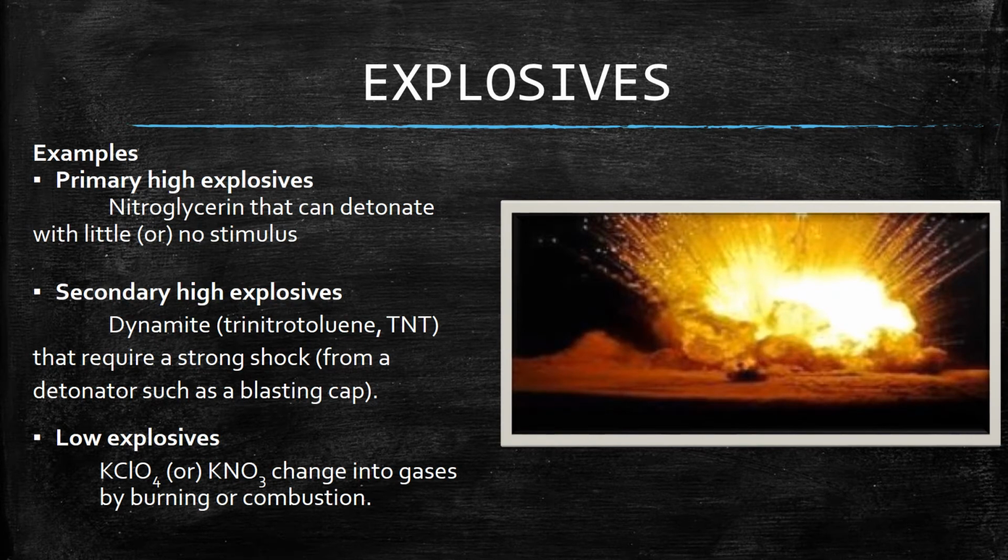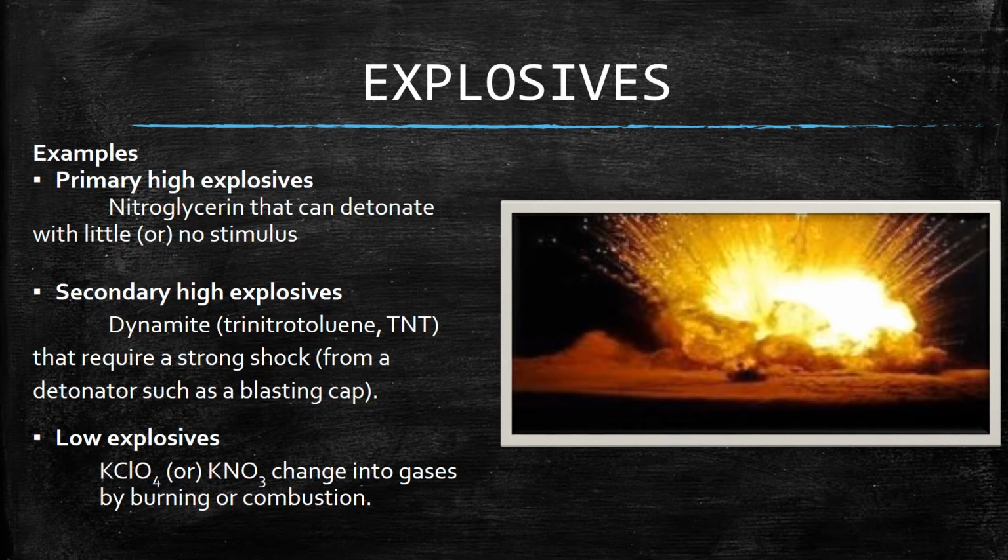Basically, explosives are classified into two major types: high explosives and low explosives. High explosives are further classified into two types: primary high explosives and secondary high explosives. Nitroglycerin is an example of a primary high explosive, which can detonate with little or no stimulus. What do you mean by that? It will undergo explosion with a mild shock.